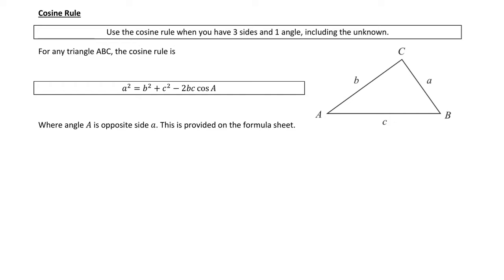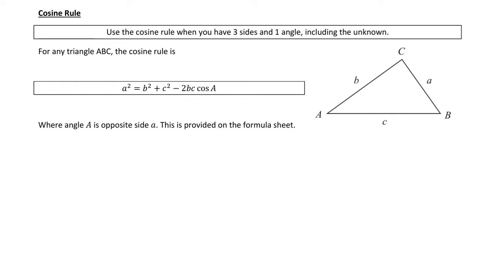Now we use the cosine rule if we've got all three sides and we're looking for one of the angles, or if we've got two sides and the included angle and we're trying to find the third side. So two sides and the included angle would be the sides B and C and angle A, or B and A and angle C, or A and C and angle B. The formula is a squared equals b squared plus c squared minus 2bc cos A.